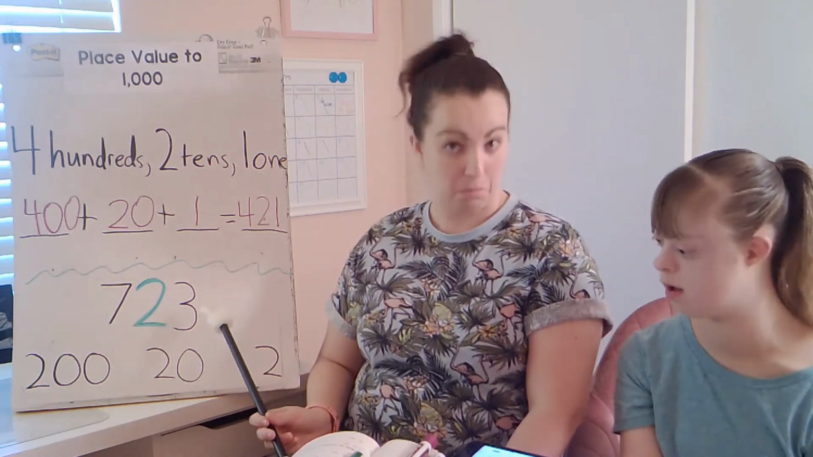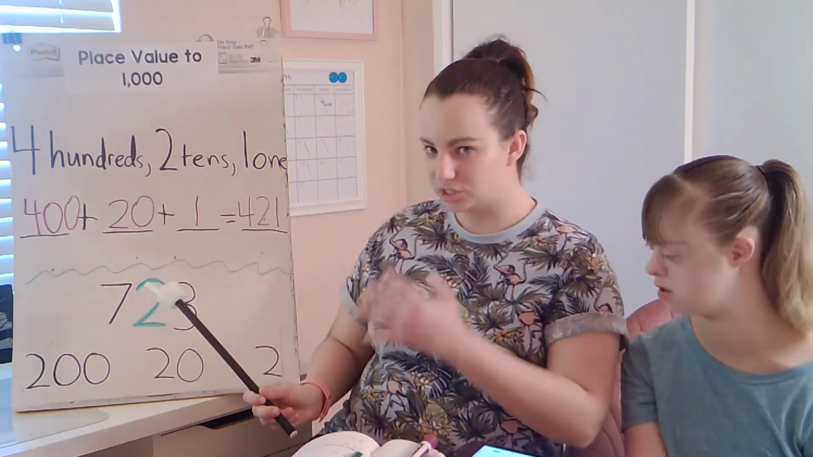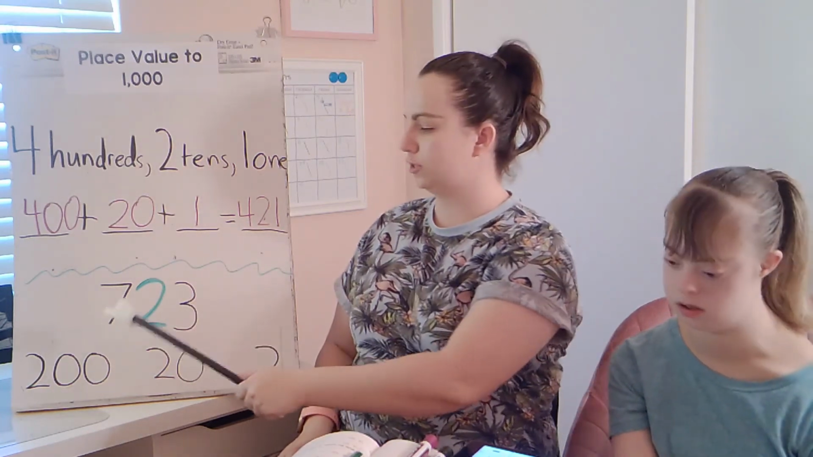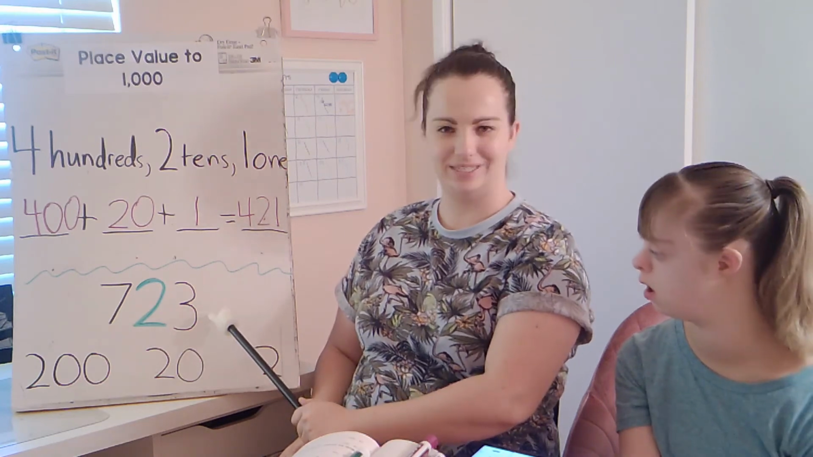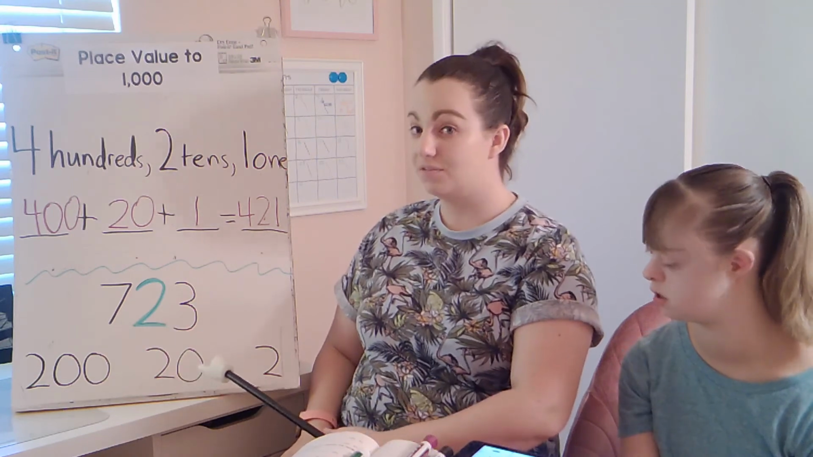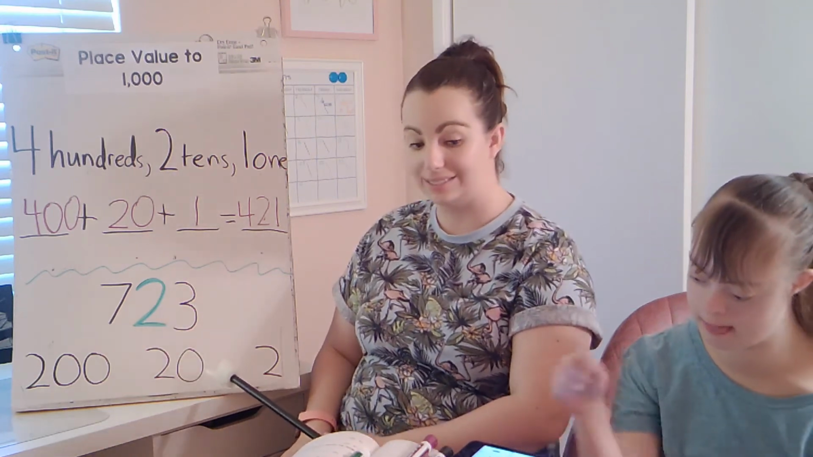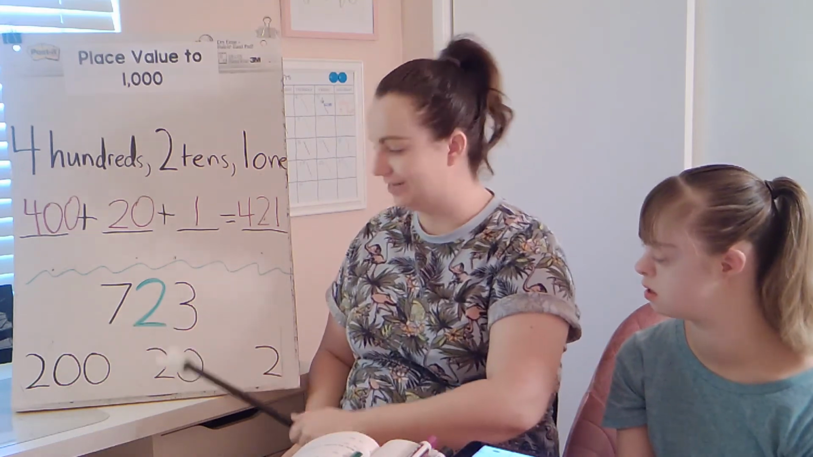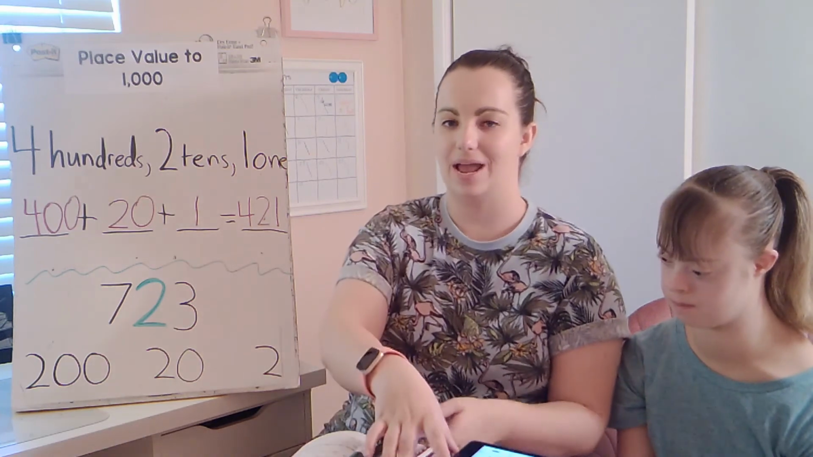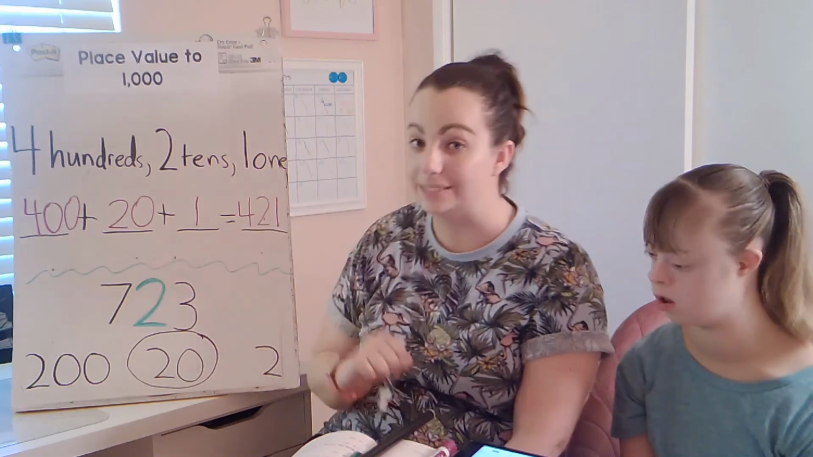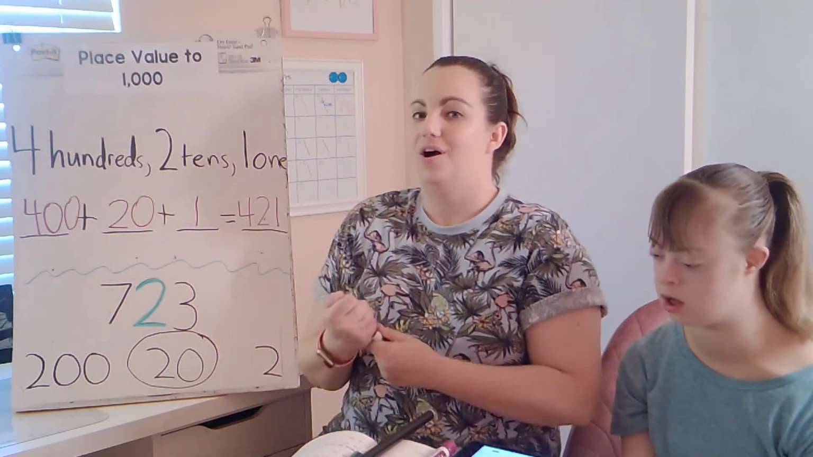723? Good. Yes. Let's just double check the next one to make sure. Or does the 2 stand for 2? 723. Is that how we say it? No. So the 2, we know, has the value of 20. Okay? 723. So you'd go ahead and circle how that 2 stands for 20. Right there.